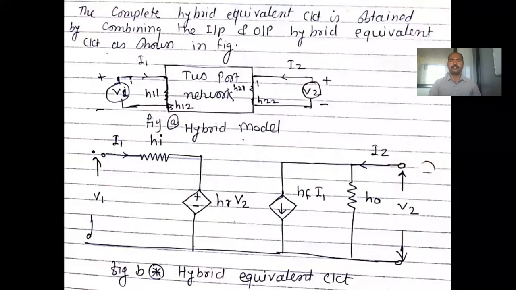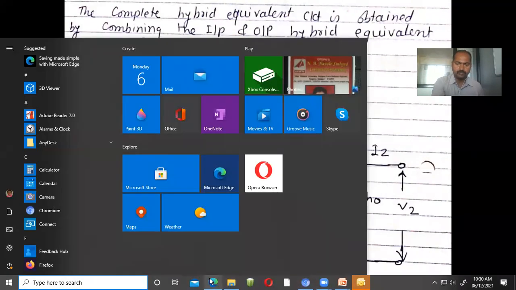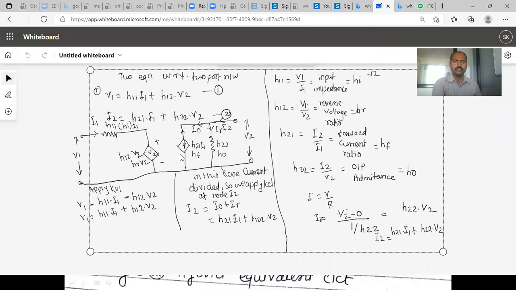Now the complete hybrid equivalent circuit we have seen already, right? We have just drawn the equation, and whatever I am telling you here is regarding the same. In the equation I have written here the terms H11, H12, H21, H22 because H11 is nothing but HI. That should be understood by you. That's why I have written the same thing in this configuration. But in further configurations, we don't write H11, we just write HI. We don't write H12, it is nothing but HR, right?